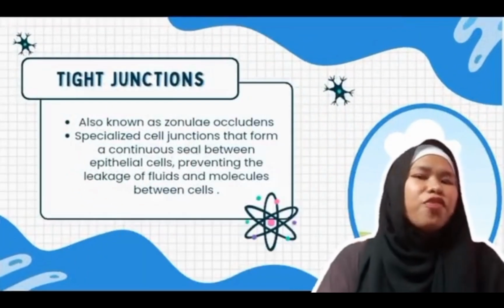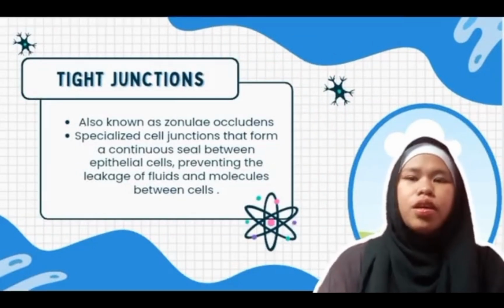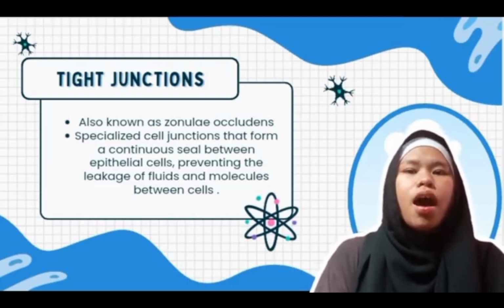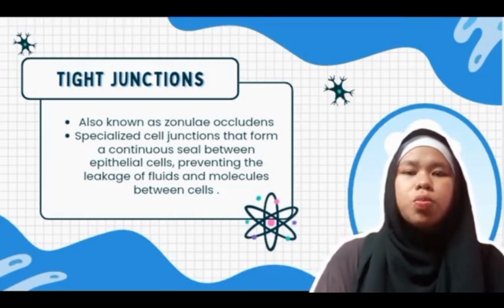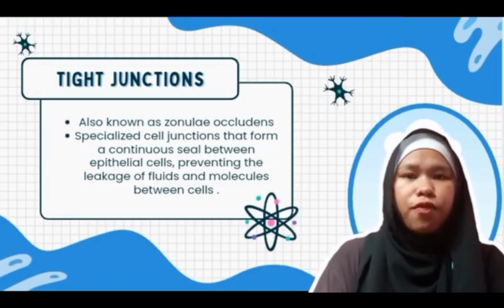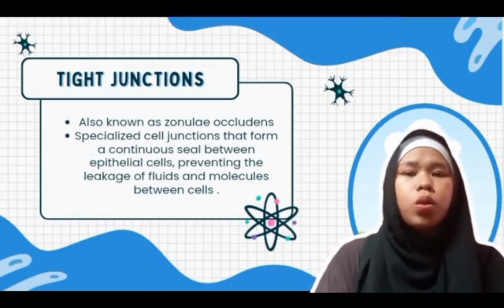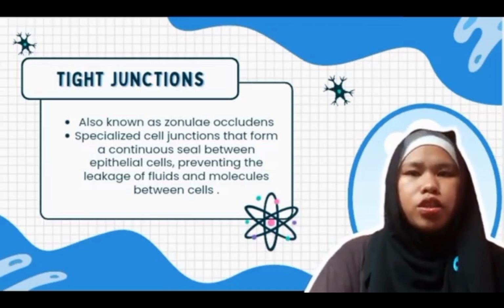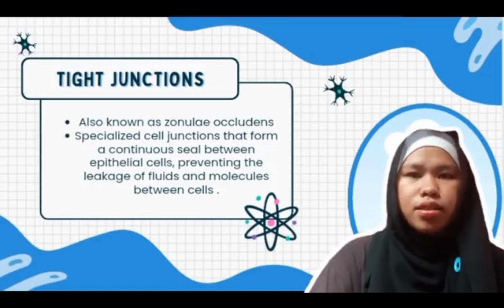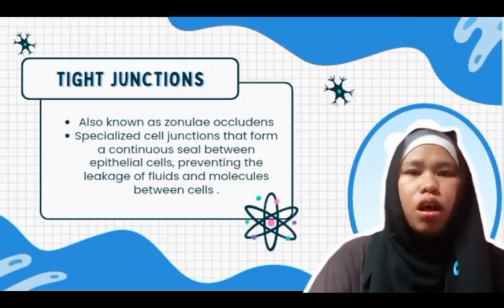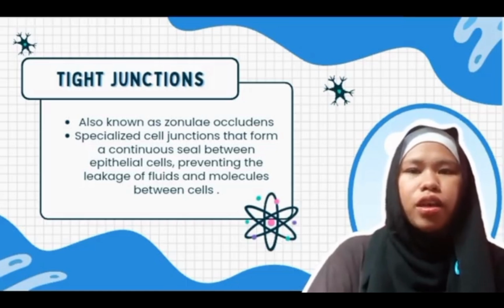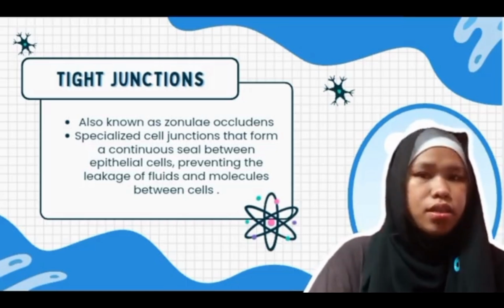So now let's define what a tight junction is. Tight junctions, also known as zonula occludens, are specialized cell junctions that form a continuous seal between epithelial cells, preventing the leakage of fluids and molecules between cells. They are crucial for maintaining the integrity of epithelial tissue and regulating the passage of substances across these barriers.